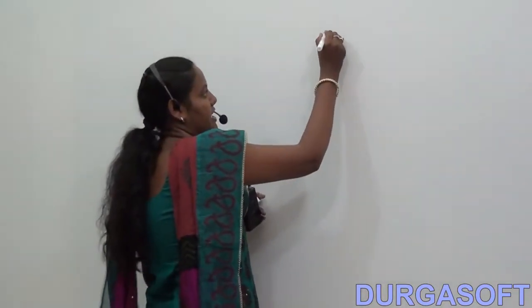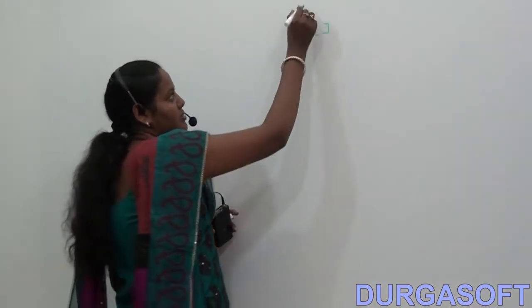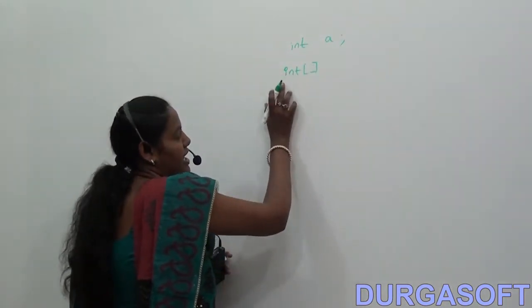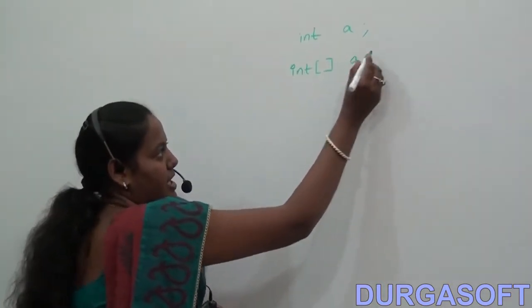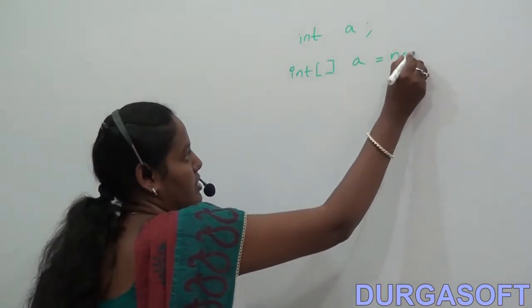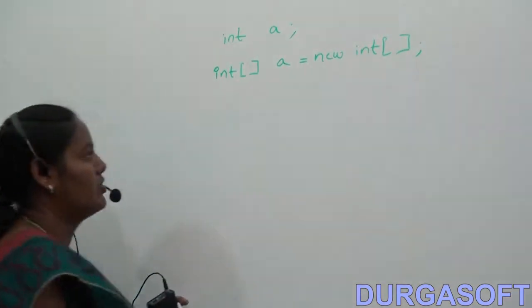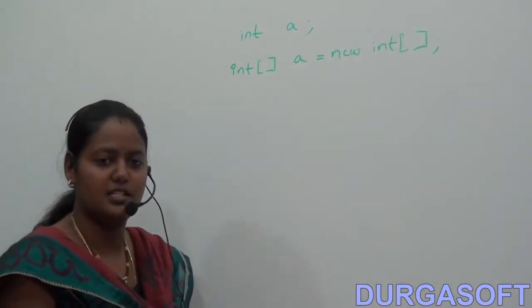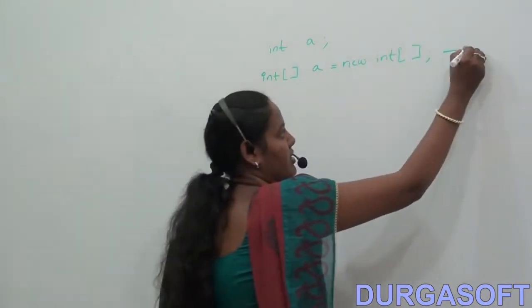Initialization of array. How do we initialize an array? It is similar to variable initialization. For a variable, you initialize the data type and variable name. For an array, you mention the data type, then the size, and some array name equal to new data type. So this is how you declare an array. After initialization, you have to assign the values. If you leave it like this without mentioning the size, this is called dynamic.